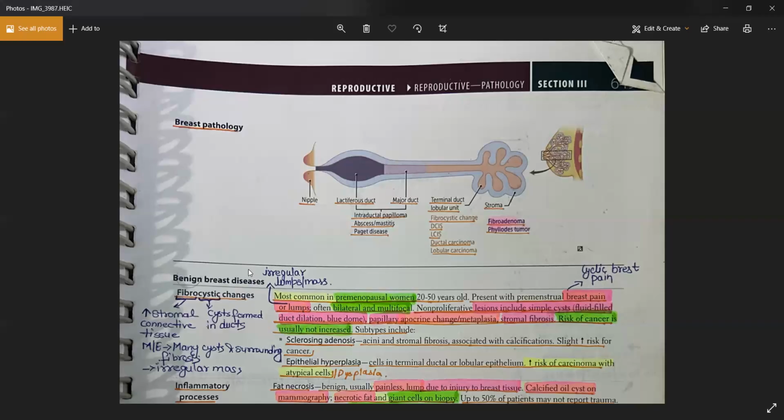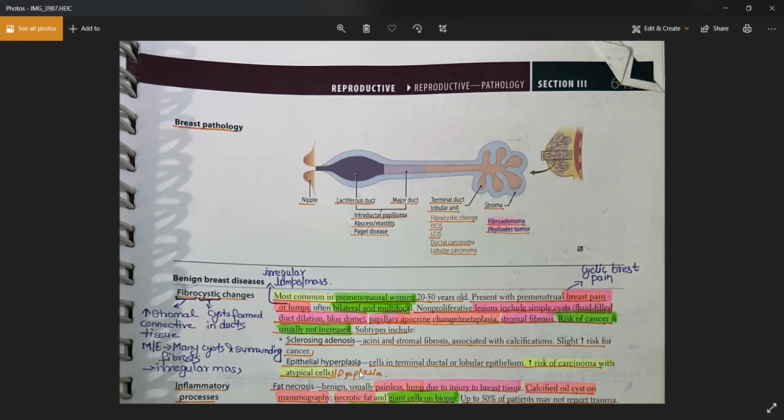Apart from these cyst formations, the patient will also have stromal fibrosis, and that's why the name fibrocystic changes. You will have increased stromal connective tissue, with increased collagen deposition in these stromal areas. Multiple cysts from the ducts and lobules will be there, surrounded by fibrosis. That is exactly what you will see in microscopy: cyst and fibrosis. On gross examination, irregular masses at multiple locations with breast pain.